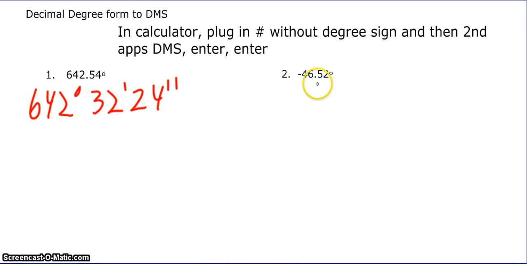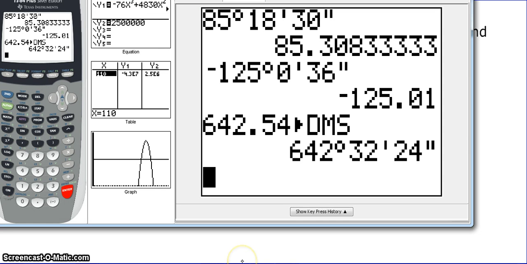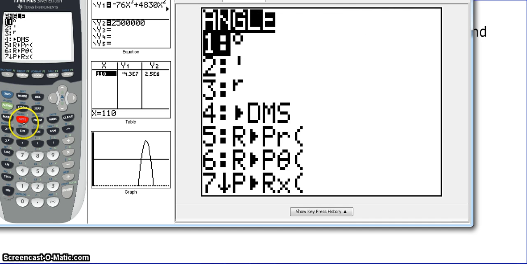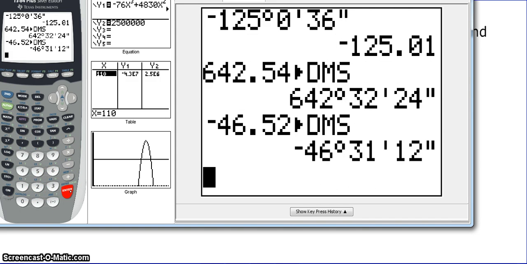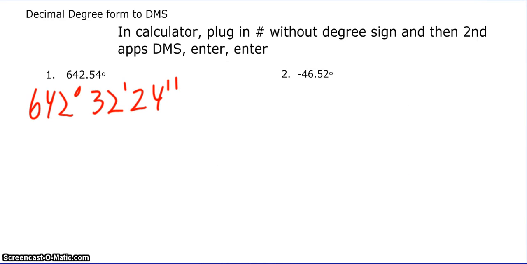Over here, if I have negative 46.52 degrees, so we'll type in negative 46.52, second angle, and then the fourth choice down, and we hit enter. So we get negative 46 degrees, 31 minutes, and 12 seconds.